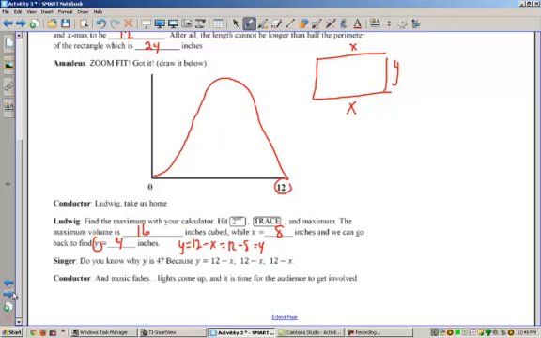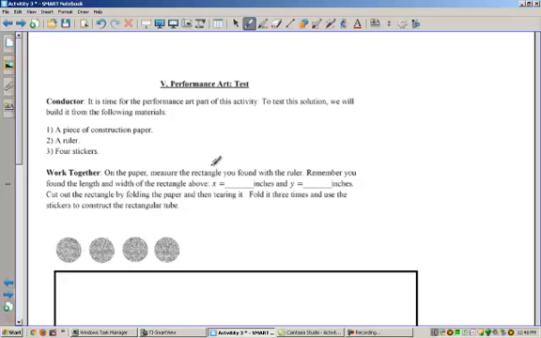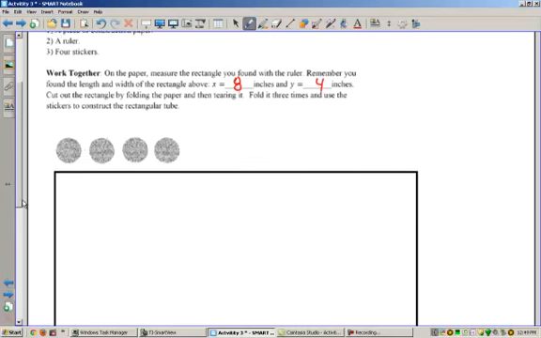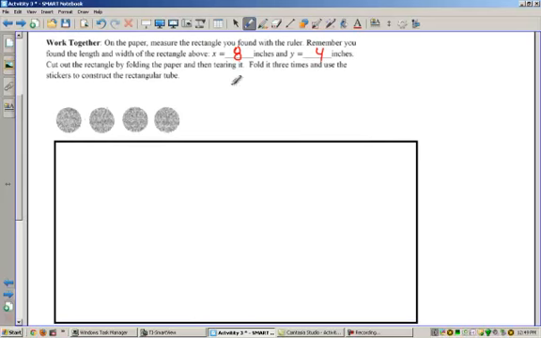Up come the lights, and now it's time for the performance art part. Here we're going to test. What you want to do is take out a piece of construction paper, a ruler, and 4 stickers. Fill these in: x was 8 inches, and y was 4 inches. And here's my paper. Remember, x is the horizontal and y is the vertical.